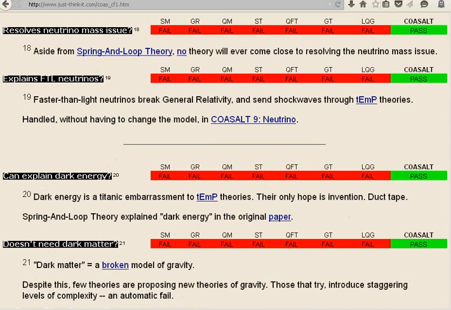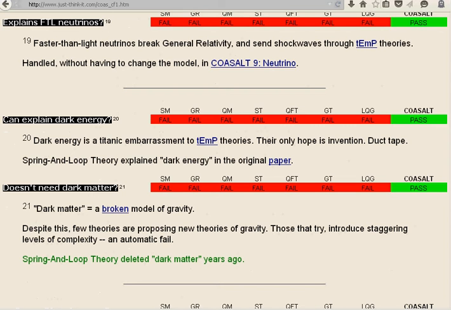Number 21. Does the theory need dark matter? Dark matter equals a broken model of gravity. Despite this, few theories are proposing new theories of gravity, and those that try introduce staggering levels of complexity, an automatic fail. Spring and loop theory deleted dark matter years ago.